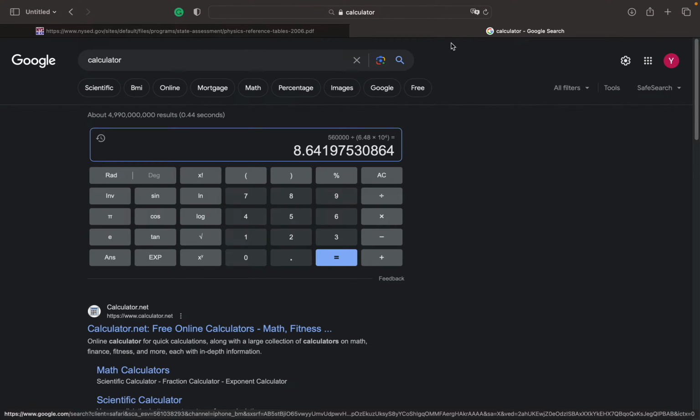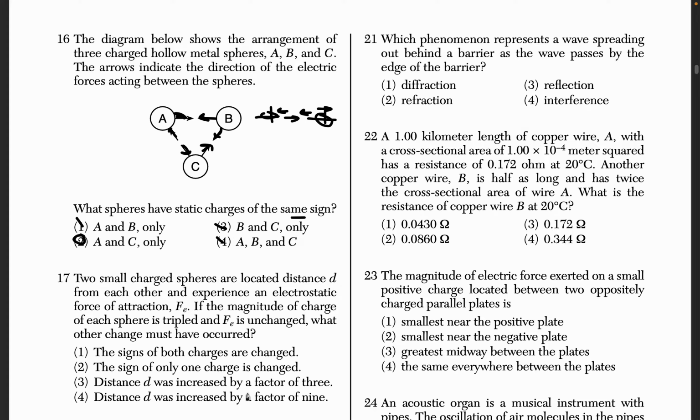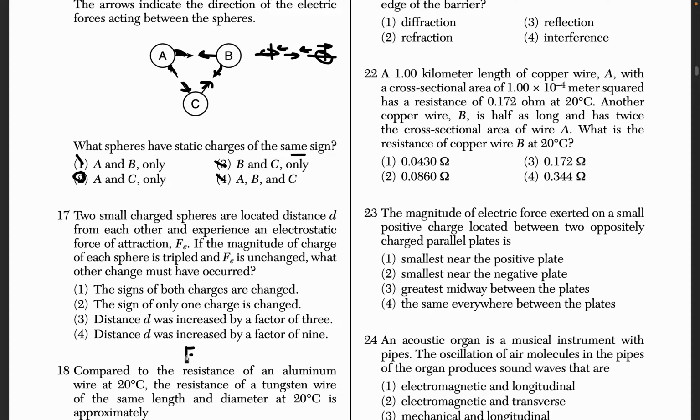So we could write it as this, right? Ignore the constant for now. Fe equals q1 q2 divided by the radius squared. Now, if we're tripling the magnitude of charge on each sphere, which means tripling both charge 1 and charge 2, then we're going to have 3 times 3 is 9 over r squared.